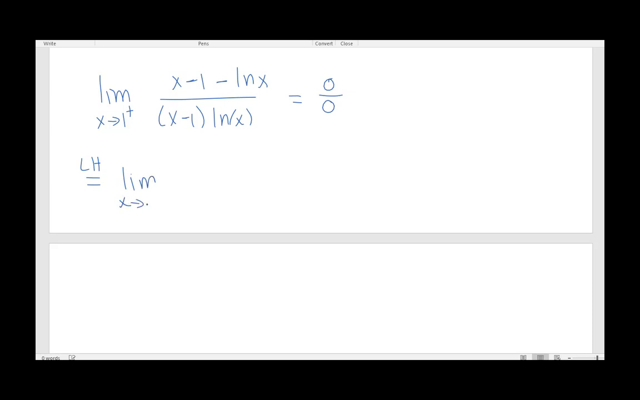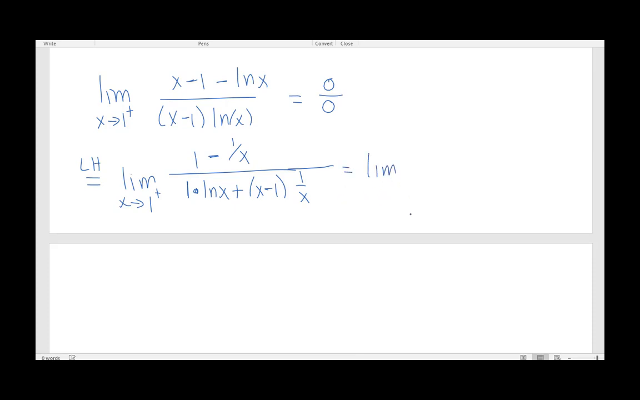All right, so approaching 1 from the right, I'm going to take the derivative of the numerator. The derivative of x is 1. The derivative of 1 is 0. The derivative of ln of x is 1 over x. And then I'm taking the derivative of the denominator. So I have a product in the denominator. Let's do the product rule. So I have, let's say, derivative of the first times the second plus first times derivative of the second. That's 1 over x.